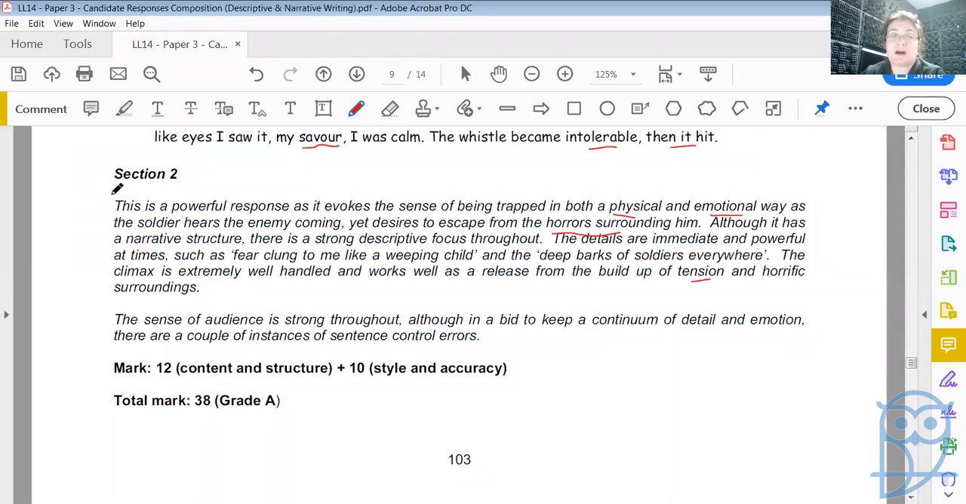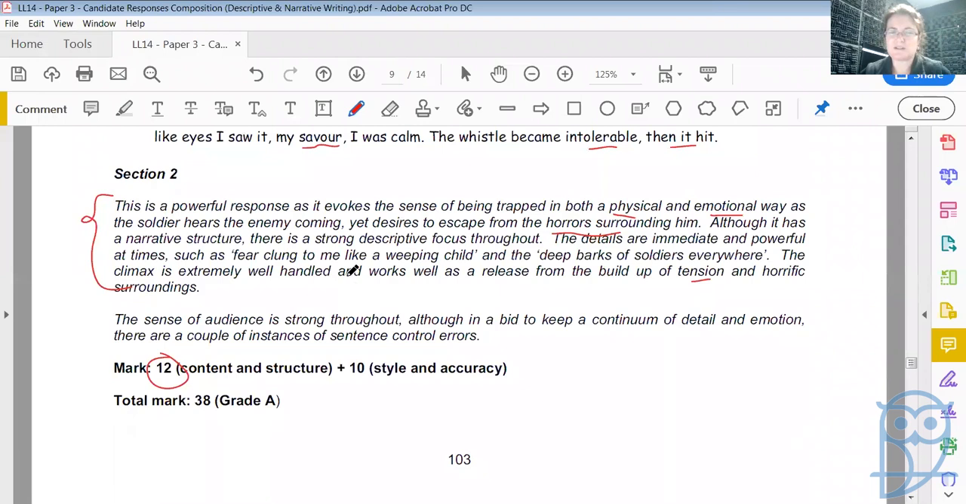So in terms of content, this person did very well. They got a 12, which is excellent. It's a band 1, okay. The sense of audience is strong throughout. So who are you directing this writing to? Can they understand what you're saying? Do you keep some sort of coherency for your audience?